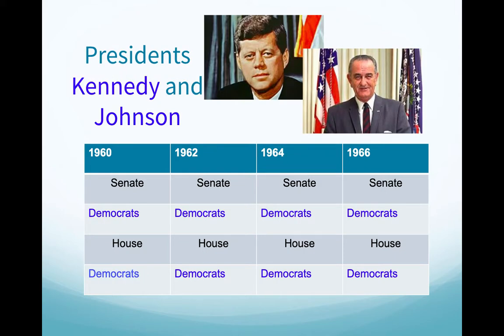All right, so here we have 8 years of which divided or unified? Unified, okay? This is very unusual. This doesn't really happen. This is kind of a once in America sort of time. What happens in Kennedy's administration that brings everyone together?